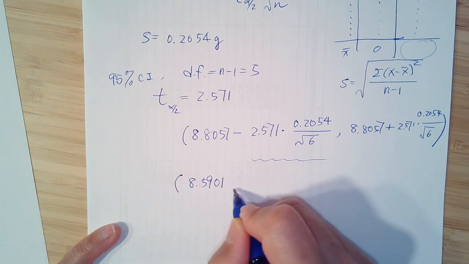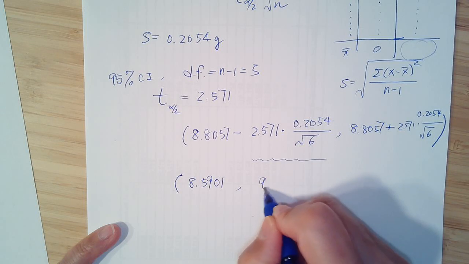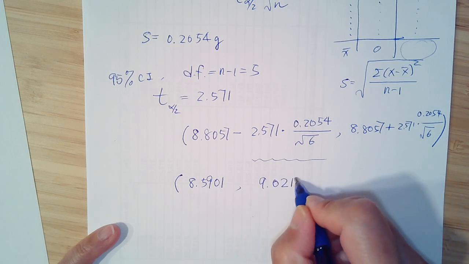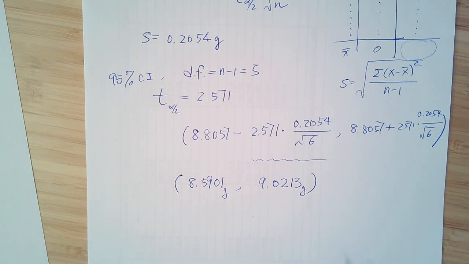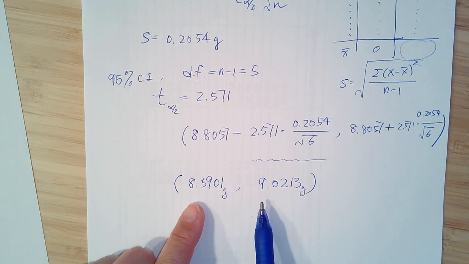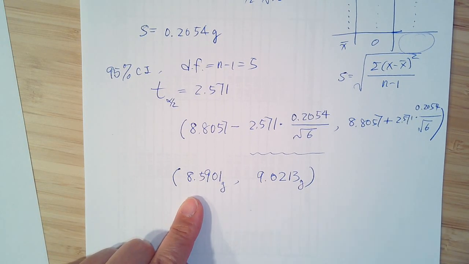And your answer is 8.5901 to 9.0213. Of course, they're in grams, right? So this is your 95% confidence interval for the population mean, based on your sample size 6.